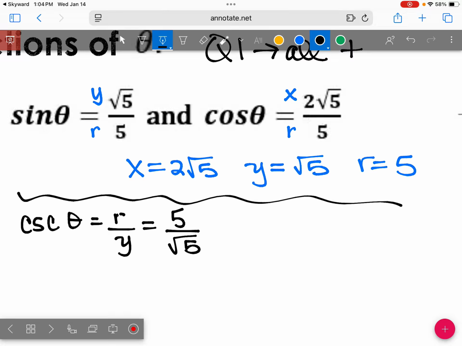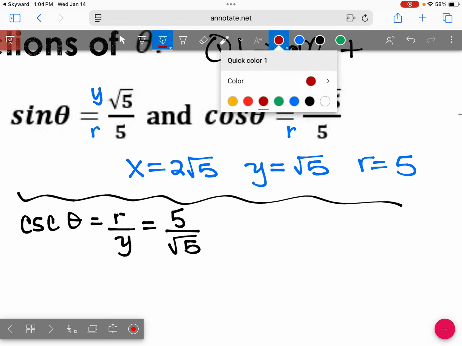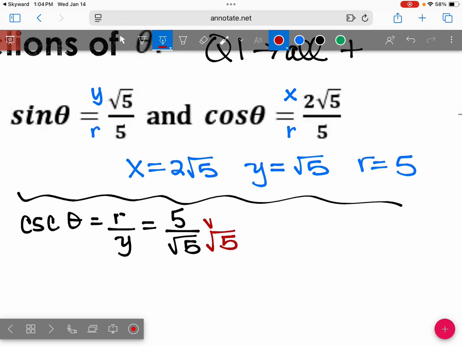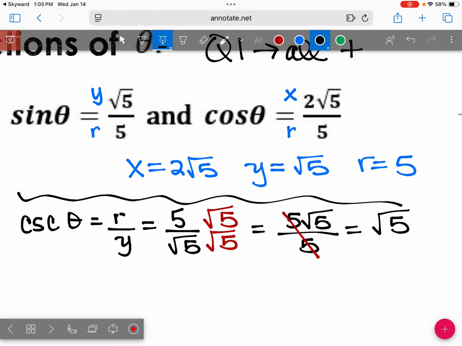So what do I have to do? You have to multiply by the square root of 5. Let's do that. What that's going to give me is 5 root 5 over 5, and now these can go away. So my final answer for cosecant is just the square root of 5. Are you going to take place off of simplify? Yes.